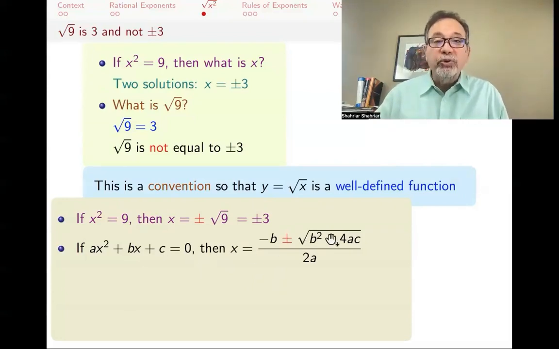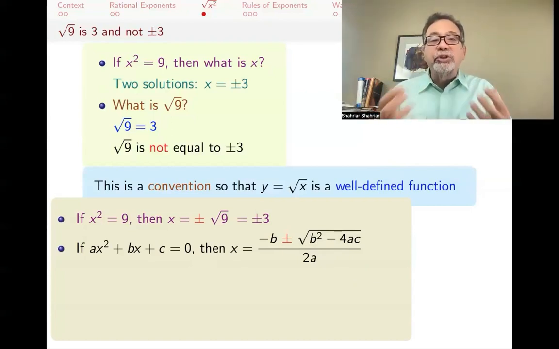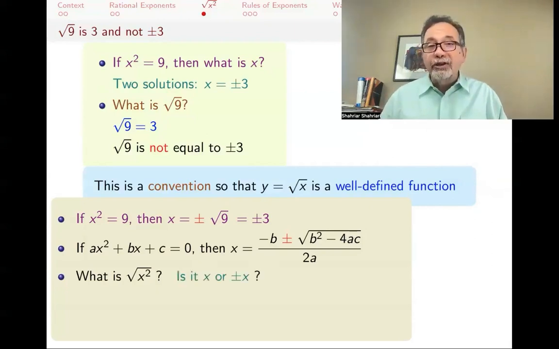And there is a square root here. The square root isn't going to give you the 2 solutions. It's just going to give you one of them. And you need the plus or minus to make sure that you get both solutions. If someone asks you what's square root of x squared and you don't know what x is, then what is the answer? Is the answer x or plus or minus x?